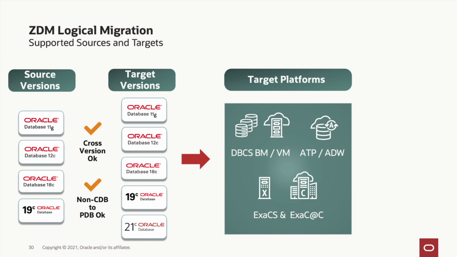Now, target platforms, of course, are Database Cloud Service, Autonomous Database, Exadata Cloud Service, and Exadata Cloud@Customer. One thing that I want to remind, even though I already talked about it at the beginning, is that with logical migration, you can migrate databases where the source is on Linux, AIX, or Solaris. And logical migration also allows for migrating Oracle databases that are running on AWS, Amazon Web Services, on RDS, into Autonomous Database as well. So logical migration offers a wide array of sources and targets and combinations for your migration.